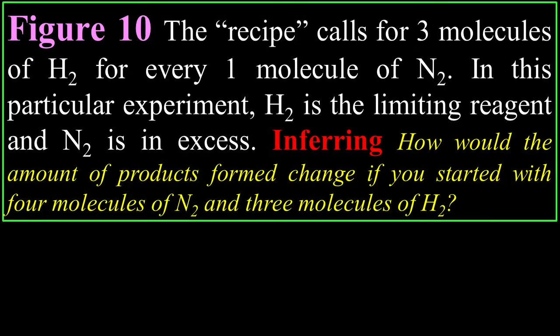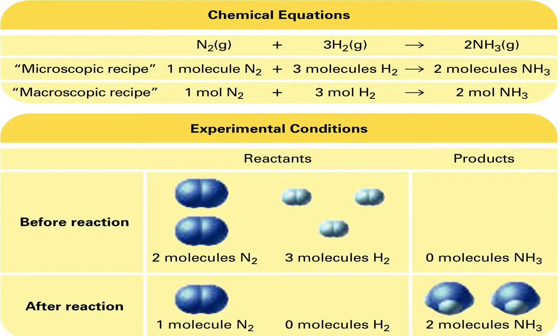Figure 10: the recipe calls for 3 molecules of hydrogen for every 1 molecule of nitrogen. In this particular experiment, hydrogen is the limiting reagent and nitrogen is in excess. How would the amount of products formed change if you started with 4 molecules of nitrogen and 3 molecules of hydrogen? Well, first let's understand the limiting reagent idea.